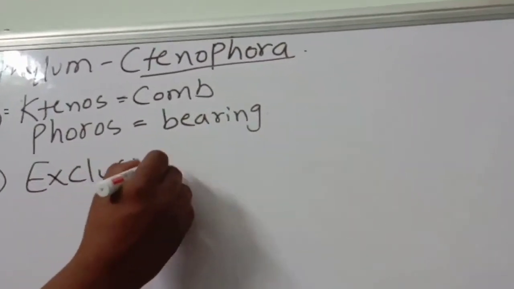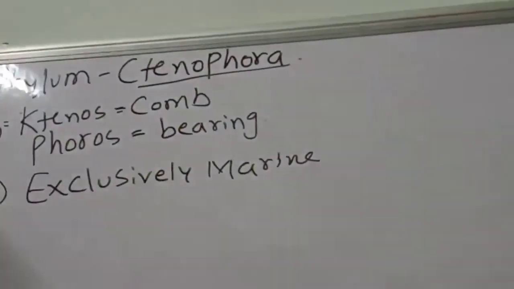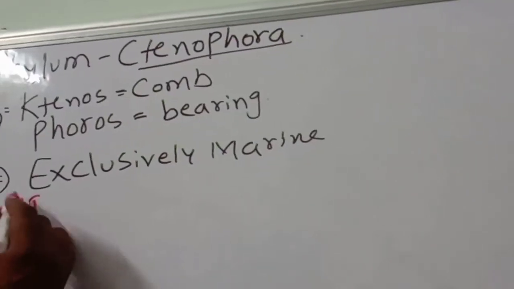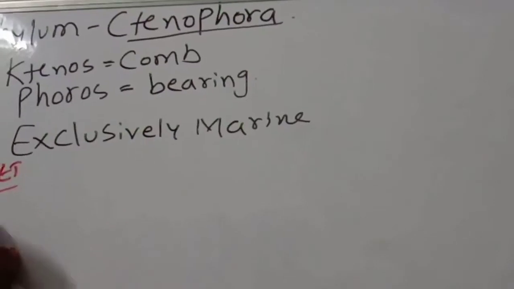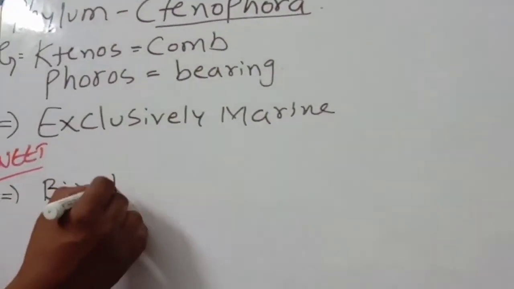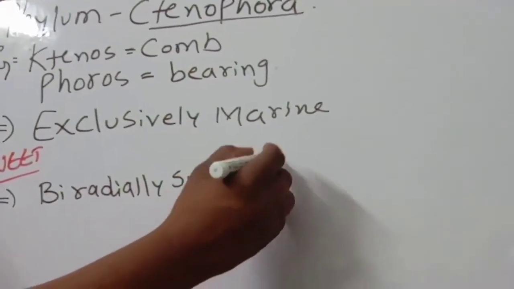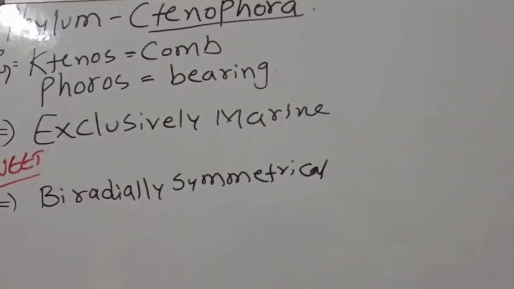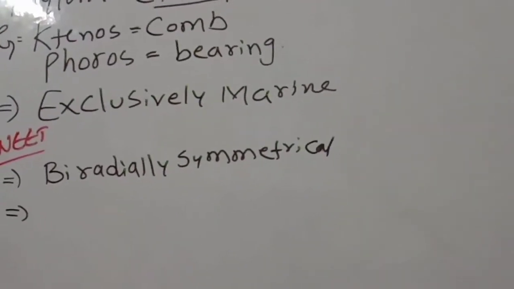Exclusively marine. This is a neat bit. Exclusively marine animals. Next one, another important one: biradially symmetrical. It means there are only two angles along which we can cut into exact halves.